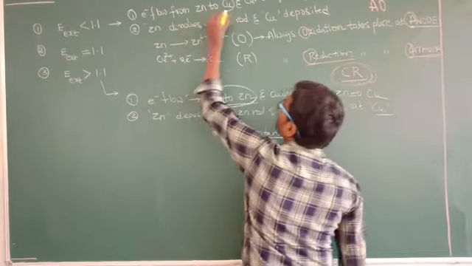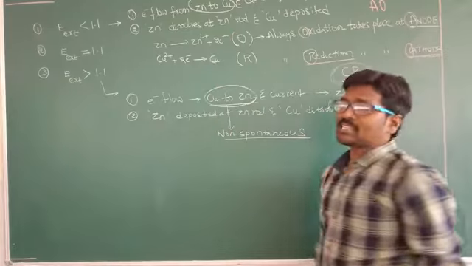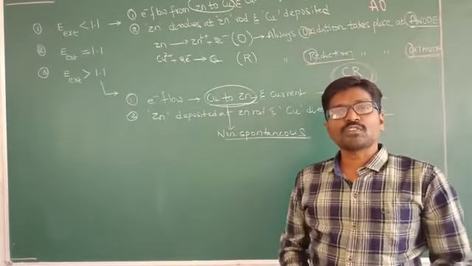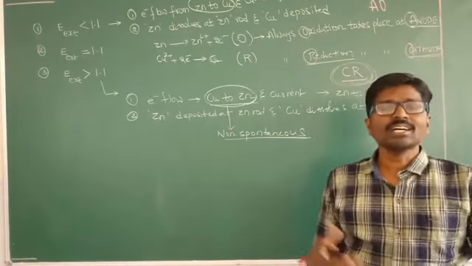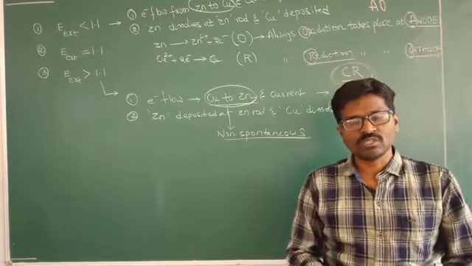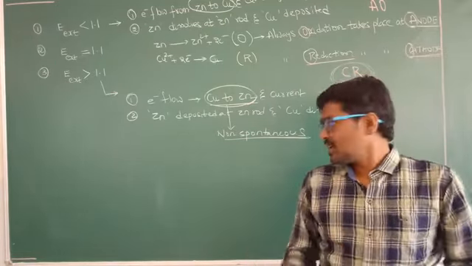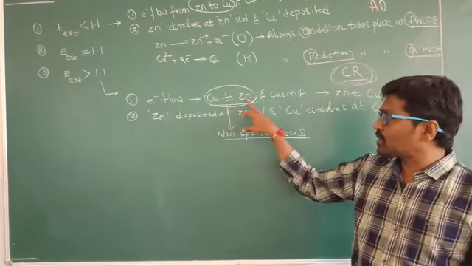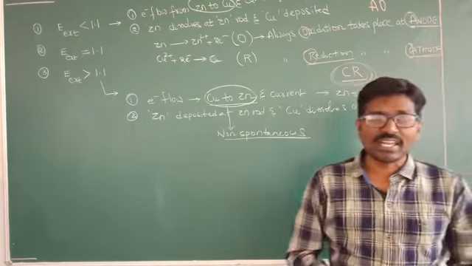But the flow of electrons from zinc to copper is the example for which one? It is the example for the spontaneous reaction. We can explain that based on the SRP values. We'll discuss it later, just remember for now: the flow of electrons from copper to zinc is a non-spontaneous reaction.